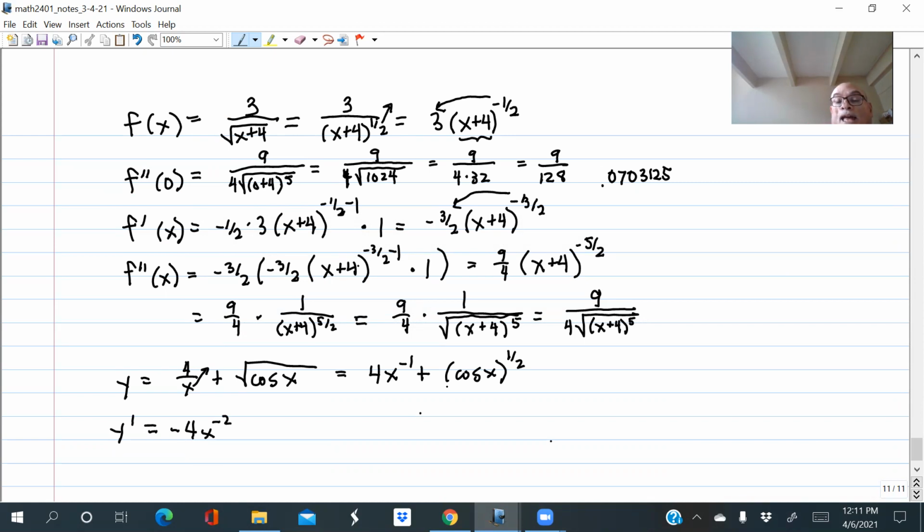Okay. And now the derivative of the second term. Well, that's going to involve the power rule again. So bring the 1/2 down. So you'll have 1/2 times cosine of x to the 1/2 minus 1, which will give you minus 1/2. So that's all easy enough. A little bit ugly, but it's easy enough to do.